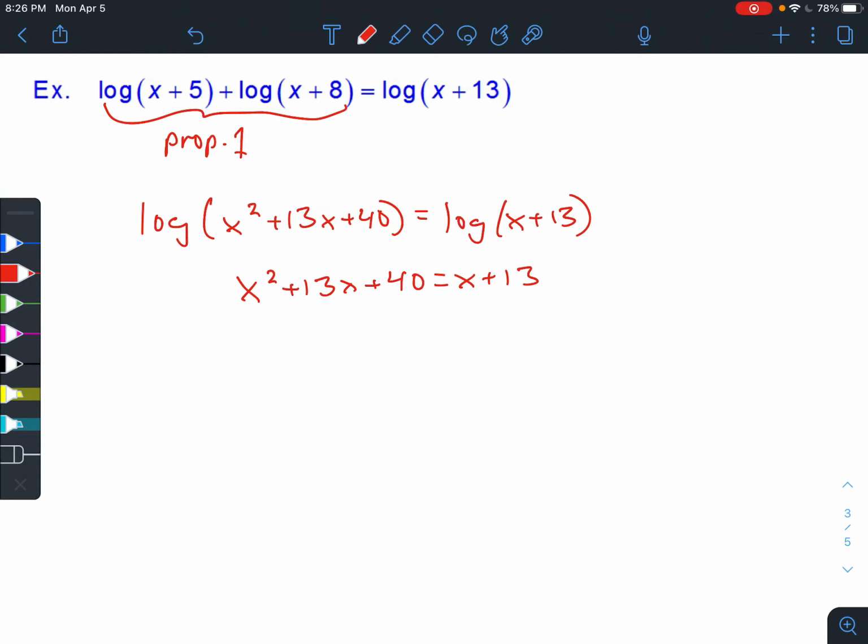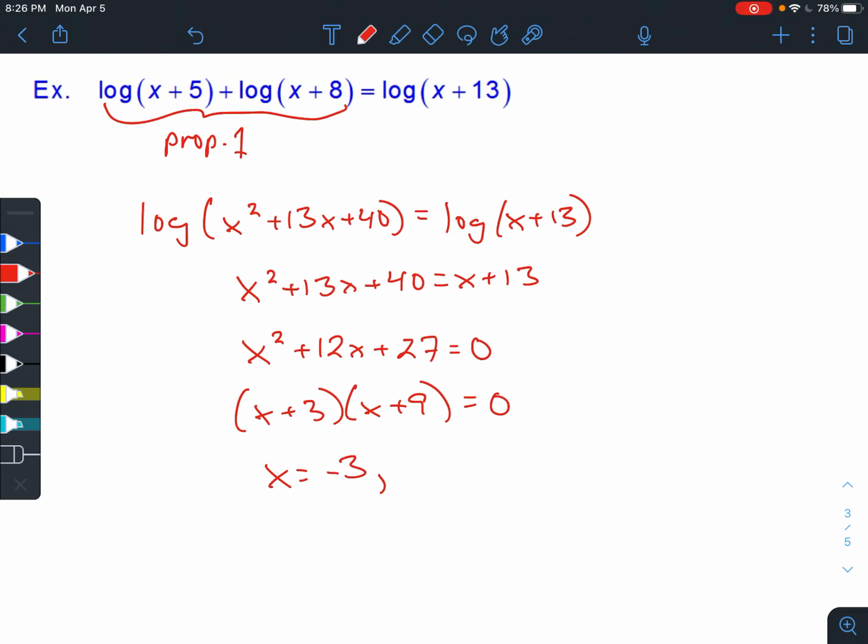I'm going to subtract the x and the 13 from both sides, and I'll get x squared plus 12x plus 27 equals 0. A little bit of factoring gets me x plus 3, x plus 9, and that gets me x equals negative 3 and negative 9.